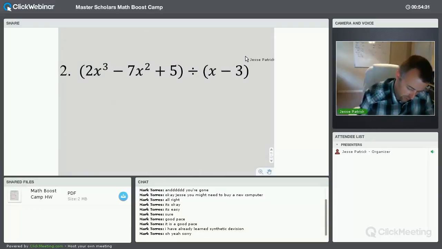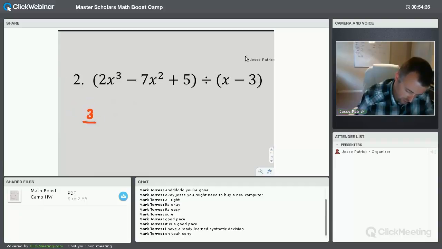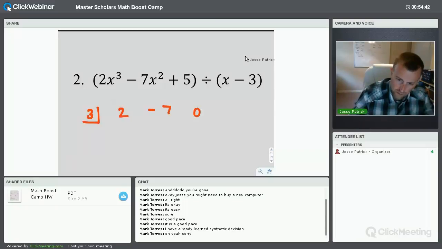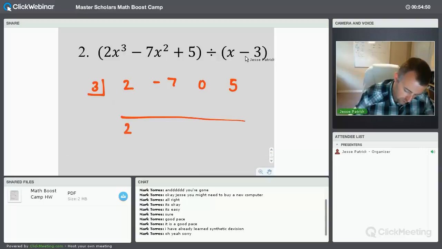So here we go. This next one, I'm going to write down my root, which is 3, and my coefficients are going to be 2, -7. Notice there's no x term, so you have to include a 0 there. That counts. And then 5. Again, I had no x term, so I put a 0x. That is important. And here we go.